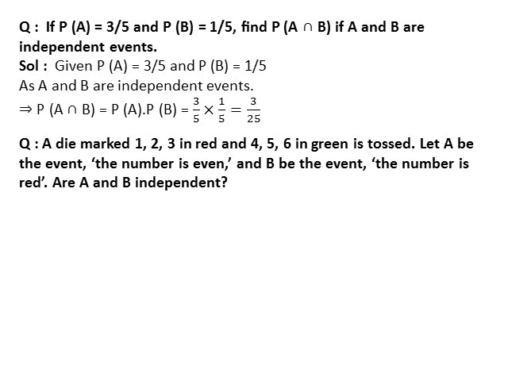Next question. A die marked 1, 2, 3 in red and 4, 5, 6 in green is tossed. Let A be the event, the number is even, and B be the event, the number is red.